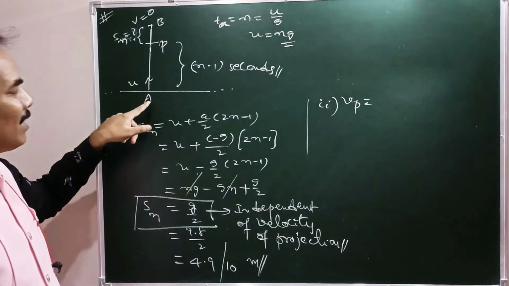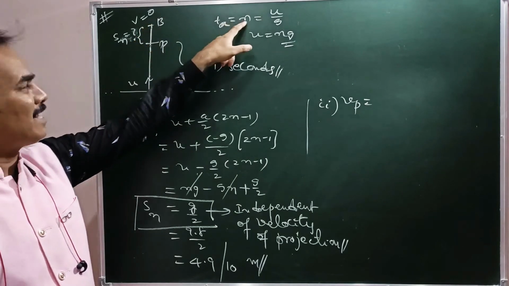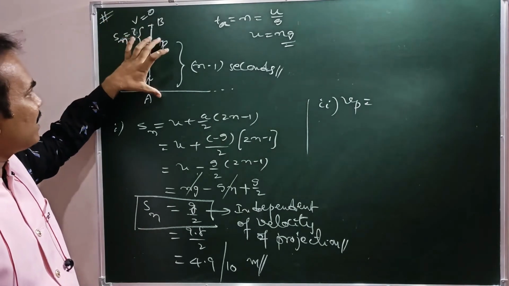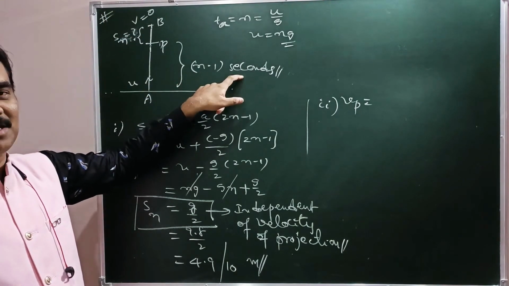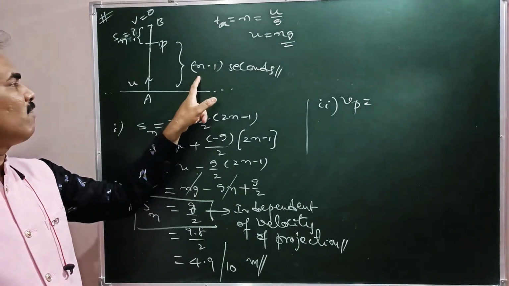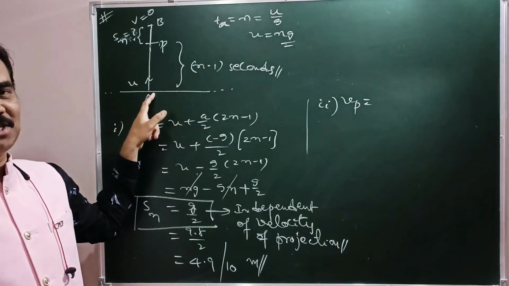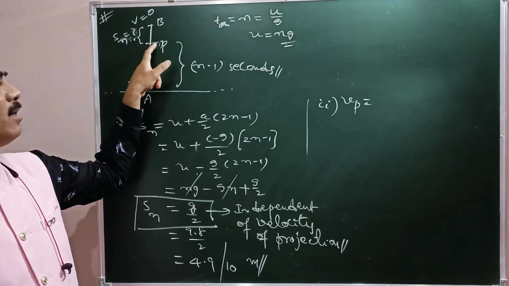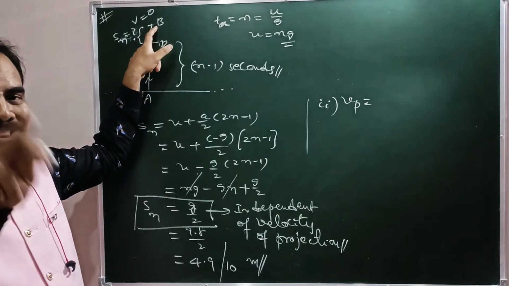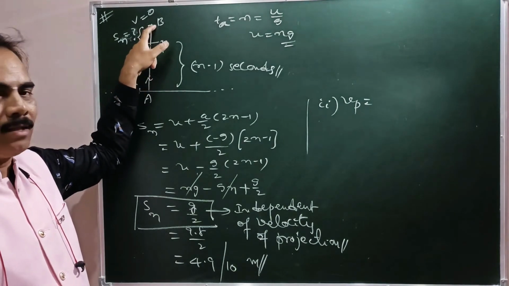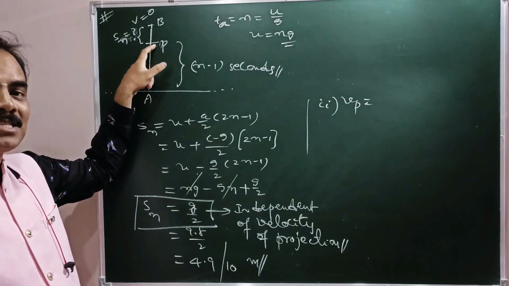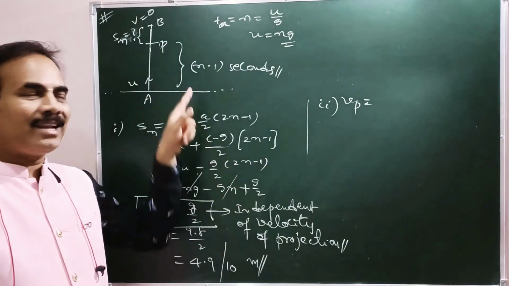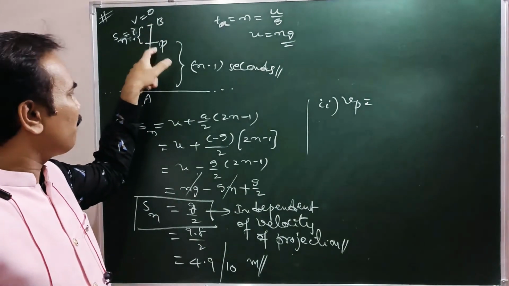Why? Because the time taken from A to B is a total of n seconds. For this last segment, the last 1 second, that is the nth second. The remaining time from A to P is n minus 1 seconds. So I want to know the velocity after n minus 1 seconds from the point of projection, meaning the velocity 1 second before reaching the highest point. From A to P it takes n minus 1 seconds, and the nth second is only 1 second from P to B.